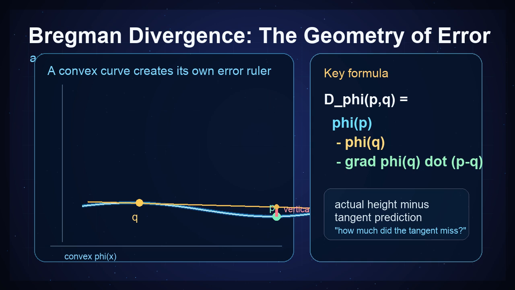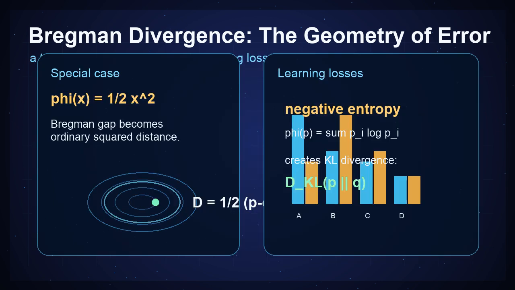In symbols, d phi of P and Q equals phi of P minus phi of Q minus the gradient of phi at Q dotted with P minus Q. That last part is just the best local linear prediction from Q. So the divergence asks, how much did the curve surprise the tangent?